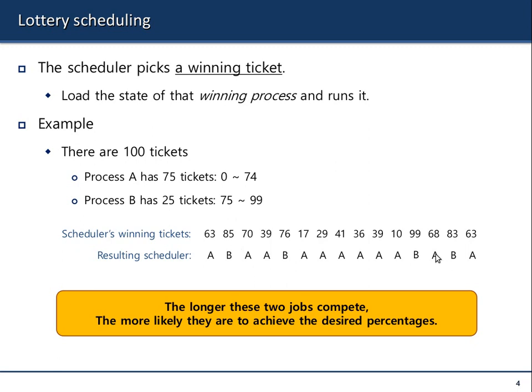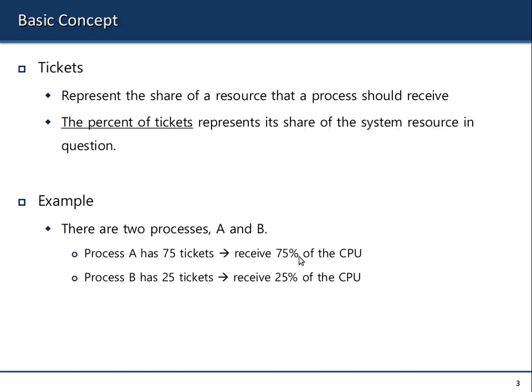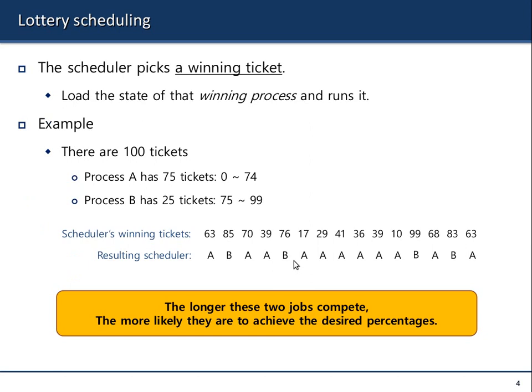And during short runs, it's not easily evident that the percentage desired will be achieved. But in the long run, eventually, the percentage will be achieved. The fairness objective will actually be achieved. Right? The longer these two jobs compete, the more likely they are to achieve the desired percentages.